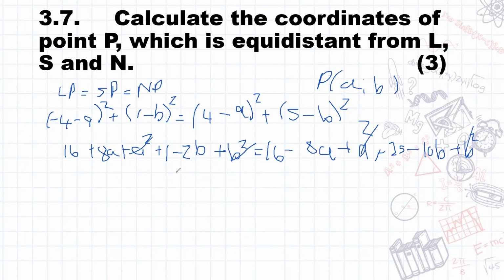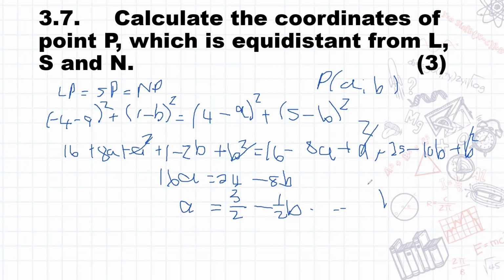After some manipulation, which I'm not going to show you here, your final equation will look like this: 16a is equal to 24 minus 8b. If I simplify that further by dividing by 16, I get a equals 3 over 2 minus a half b. We call this equation 1. Please write that down, because I'm going to erase this and do part 2. You can pause the video here and write it down so that you've got it. I'm going to clear now.